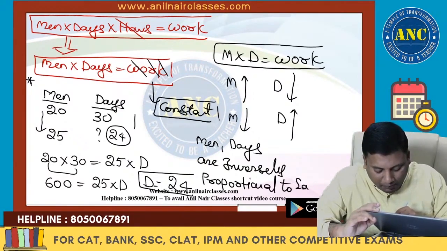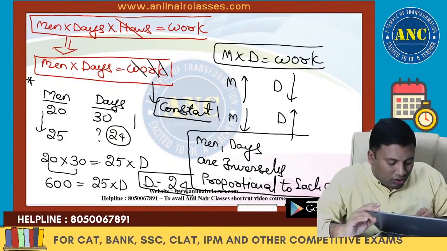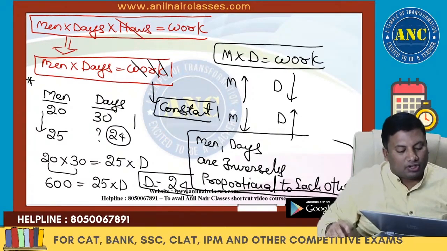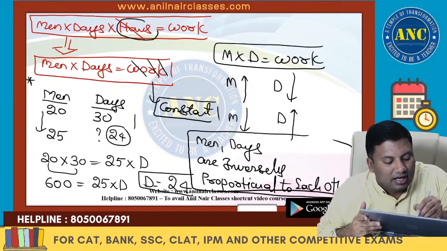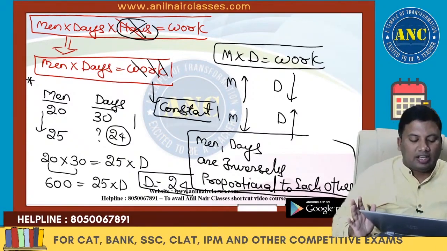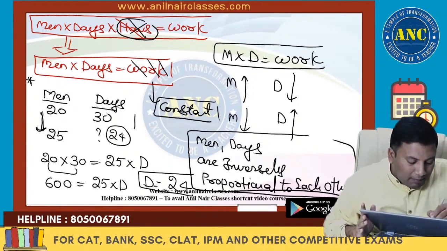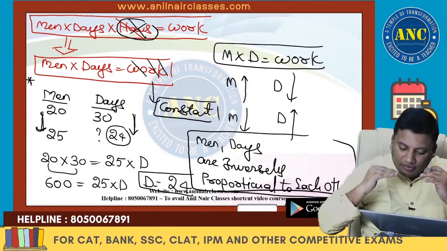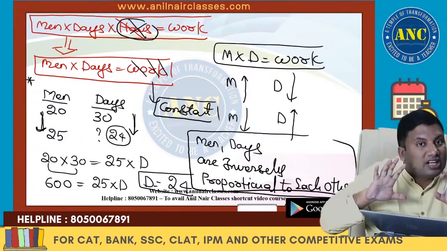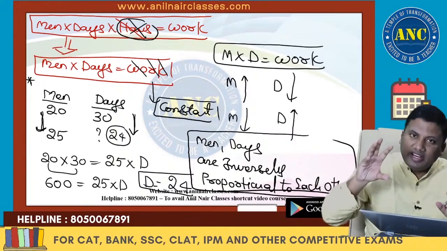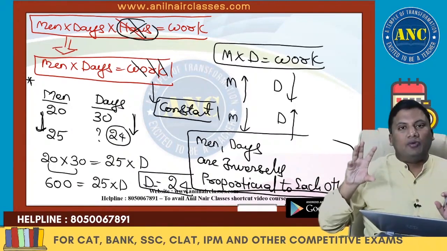Every important key point I will discuss first, and only then will I solve problems. I don't want to discuss the foundation when I am solving practice problems. Men and days are inversely proportional to each other. If the number of hours per day is not given, we will abstract it. Men into days is equivalent to work. Men increases, the number of days required to complete the work decreases. Men and days are inversely proportional, not inversely related. There is a difference between inverse relation and inverse proportion.